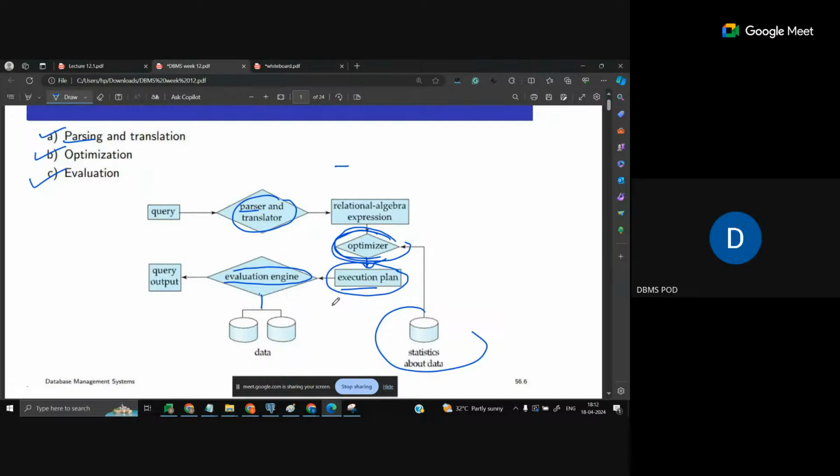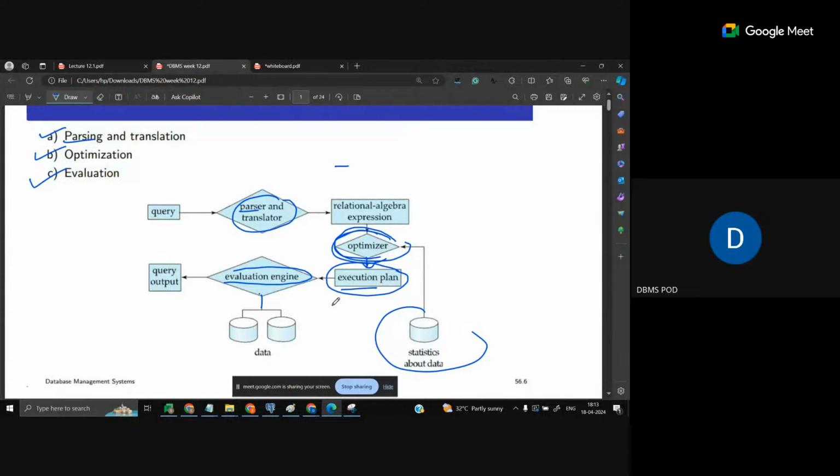So execution plan is clear for everyone, and what does the evaluation engine do? It takes the execution plan, and according to that, it gives the query output. Sir, what is the use of statistics about data? Statistics about data means, like, the number of tuples there are. So, various kinds of metadata, you can see that.